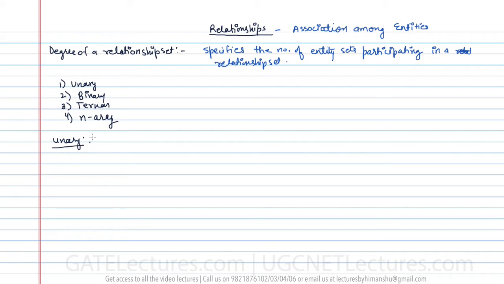For example, we have student as an entity. Now we can have a relationship related to the student, where a student may have a class monitor or a leader. So we can say the relationship is reports to. This diamond represents the relationship, which is reports to.